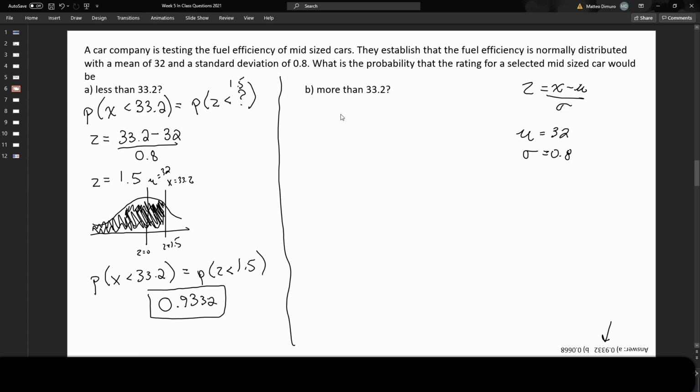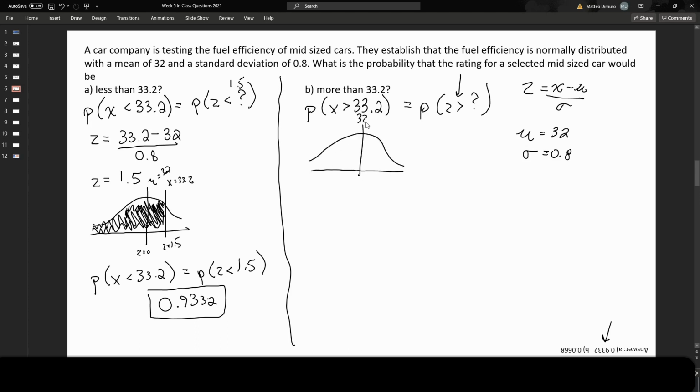More than 33.2. Okay, so probability that x is greater than 33.2. Well, if we're looking for greater than, then we'd be looking for whatever corresponding z-score z is greater than something. Now, we found that z-score here, right? The work is going to be identical. The only difference is the direction we're looking. So because it's greater than, we'd be looking to the right of that value.